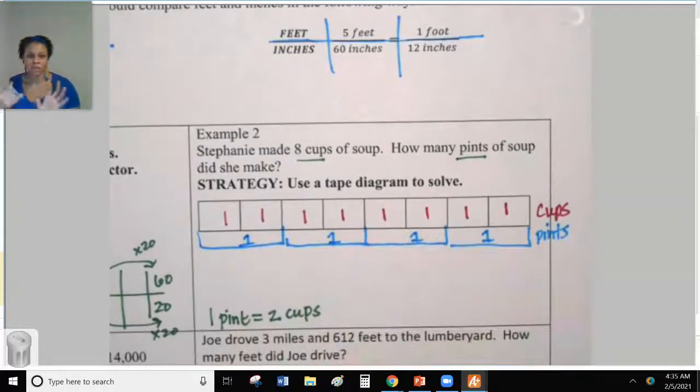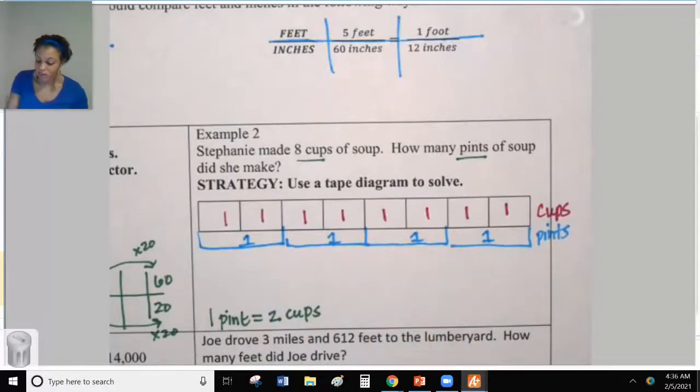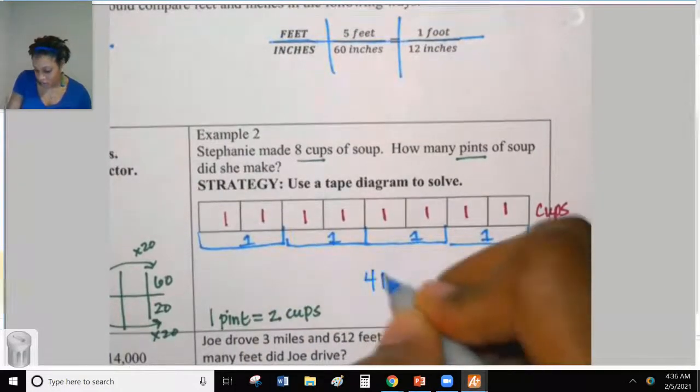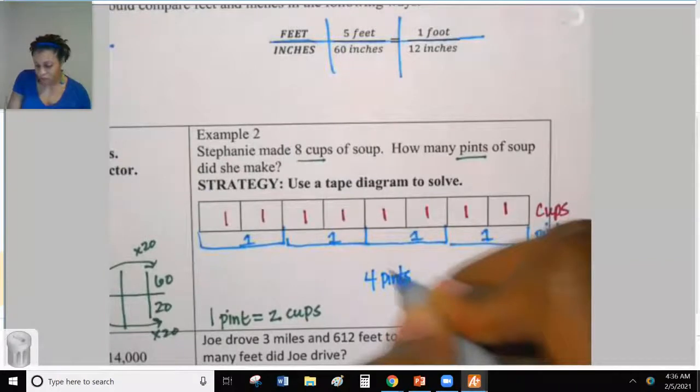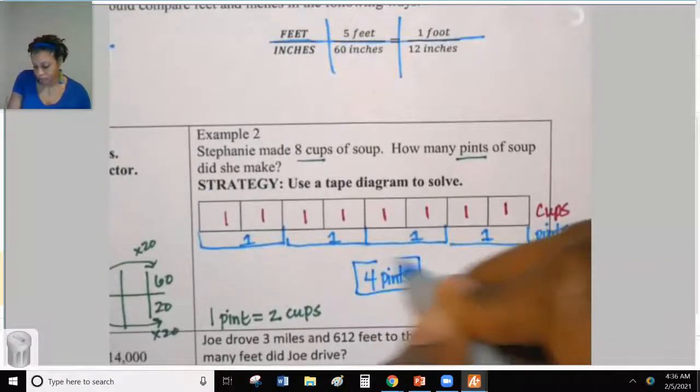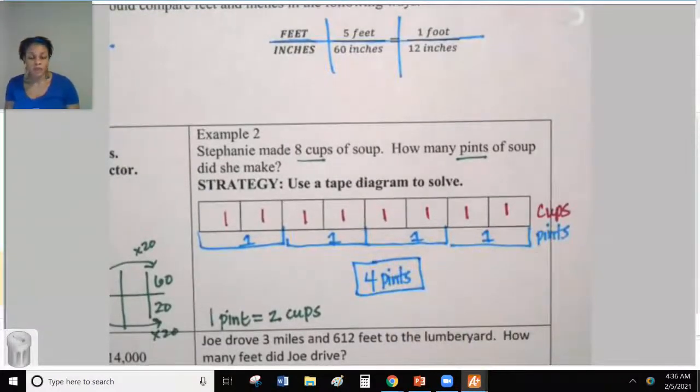Just wanted to kind of clean that up and make it look like ones. So the question was, how many pints of soup did she make? So 8 cups. Every 2 cups equals 1 pint. So how many pints did she make? Stephanie made 4 pints of soup. Okay, 4 pints of soup. So you can use a tape diagram to solve your conversion problem.